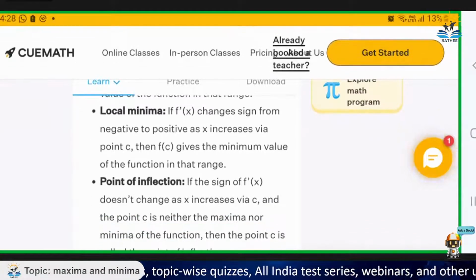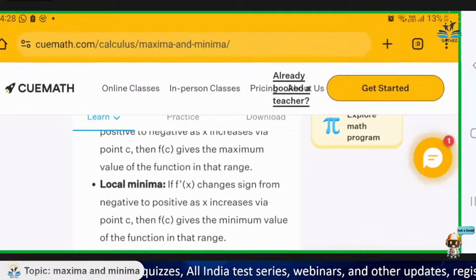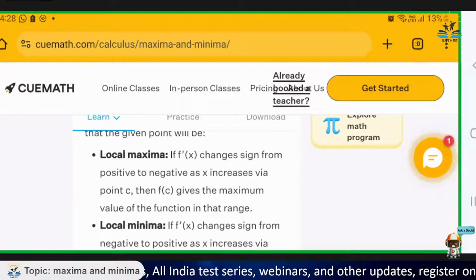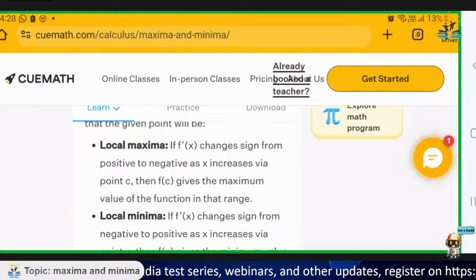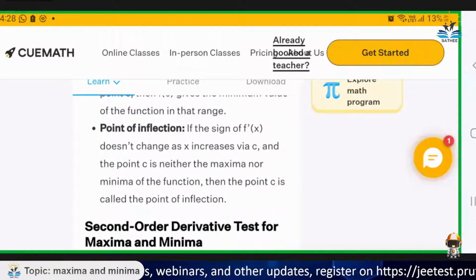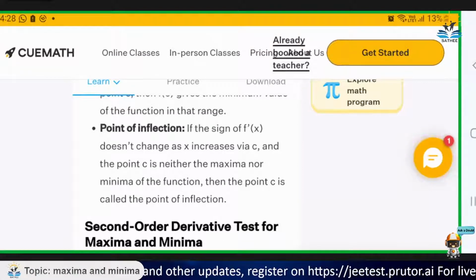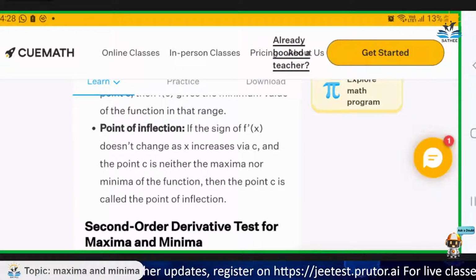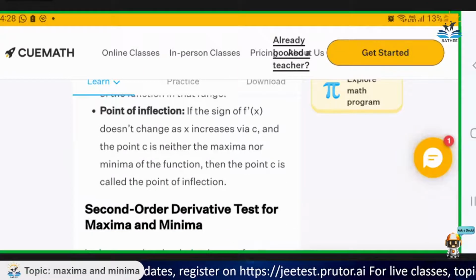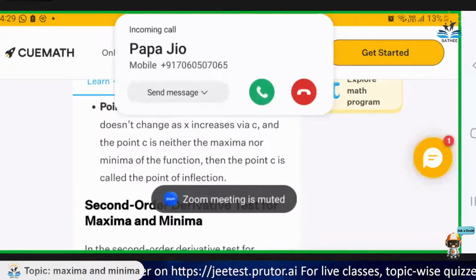Yeah, if f'(x) changes its sign from negative to positive, then it is a local minima. And if f'(x) changes sign from positive to negative, then it is a maxima. Fine. Now, suppose we see that there is no change in the sign of f'(x), then we say that this is a point of inflection, which is neither a local minima nor a local maxima.